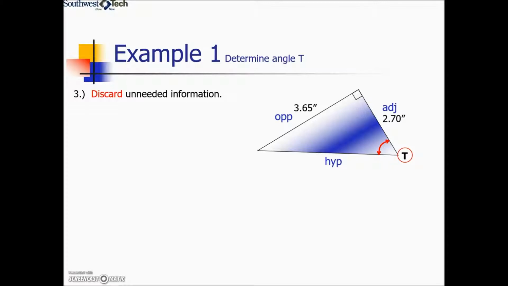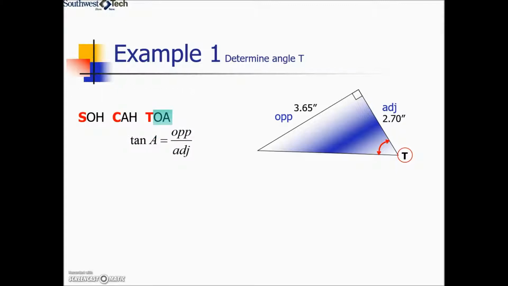Third recommendation is discard what we don't need, and in this case we don't know anything about the hypotenuse, aren't looking for the value of the hypotenuse right now anyway, so that can be discarded. What we're left with is the opposite and adjacent, so we'll go to our memory device to pick the trig ratio that involves the ratio adjacent and opposite, which is tangent.